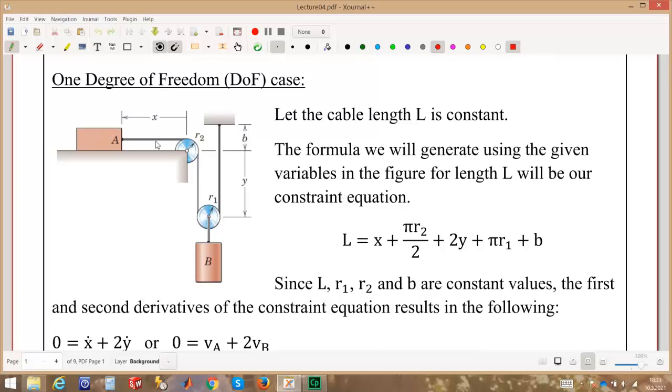And the assumption that you would have in this case is that the cable length L is constant. It's not going to change. It's not flexible, although nothing is that rigid. But here we have the assumption that this L is constant. It's not going to change.